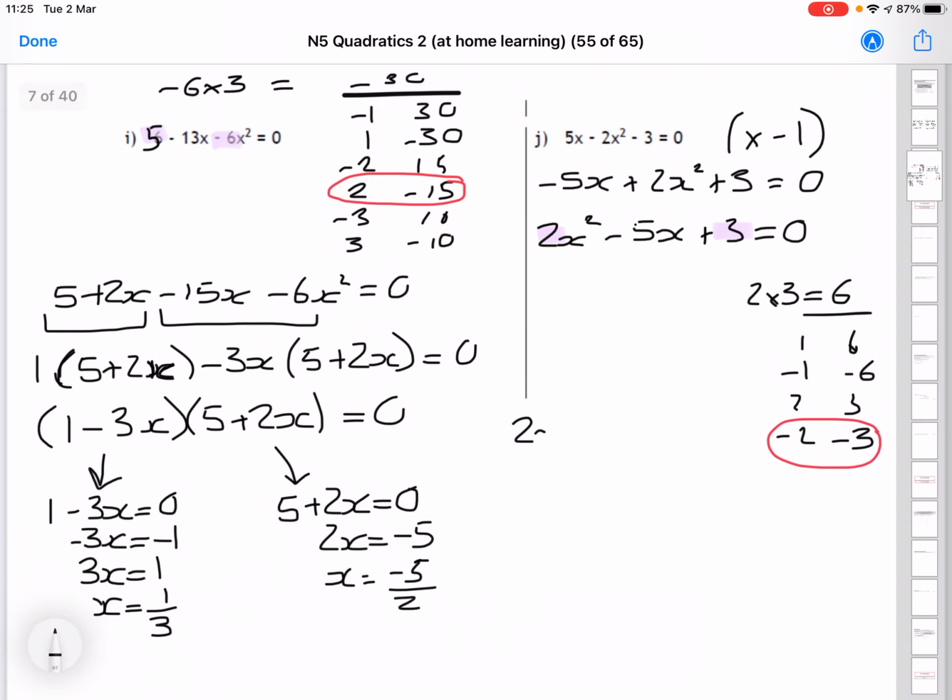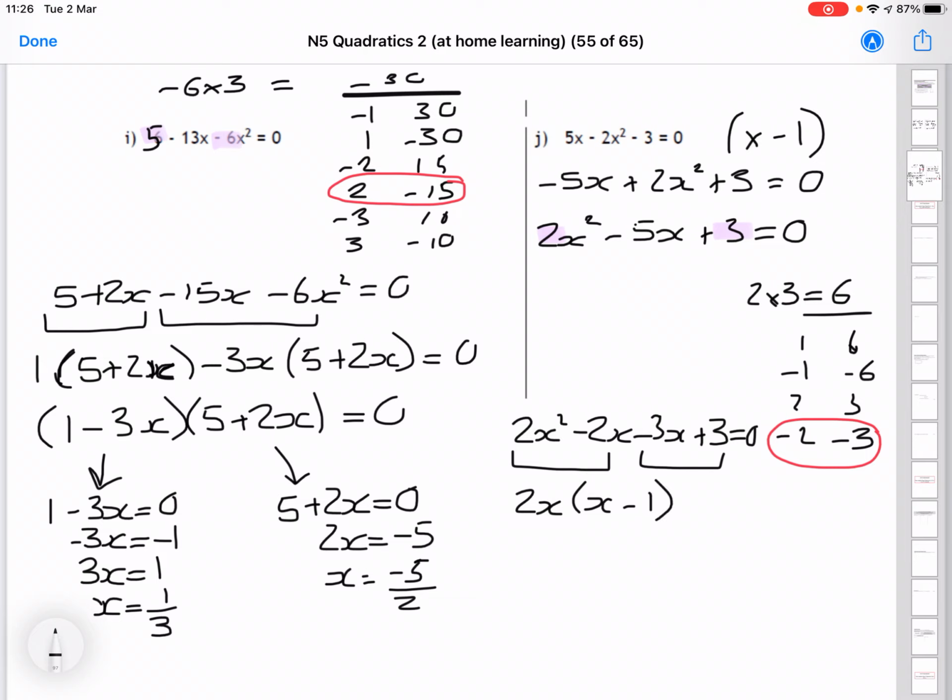So we would write that out as 2x squared minus 2x minus 3x for that middle term instead of minus 5x plus 3 equals 0. Now we're going to factorise the first 2 terms and the last 2 terms. So your first term, you've got 2x squared minus 2x. Well, they both have a common factor of 2x. So it'll be x minus 1.